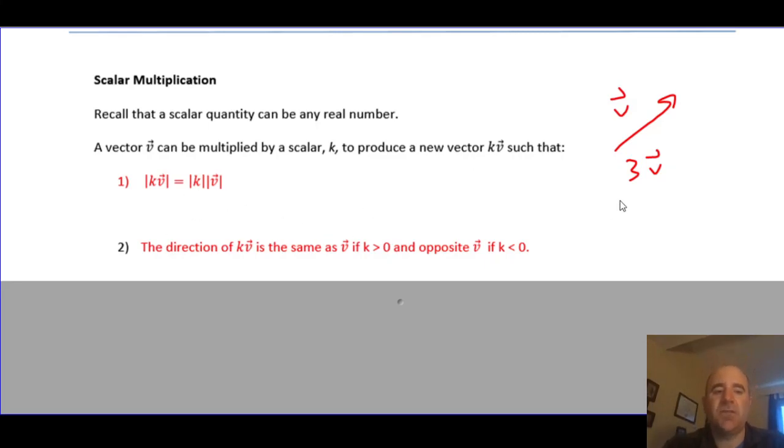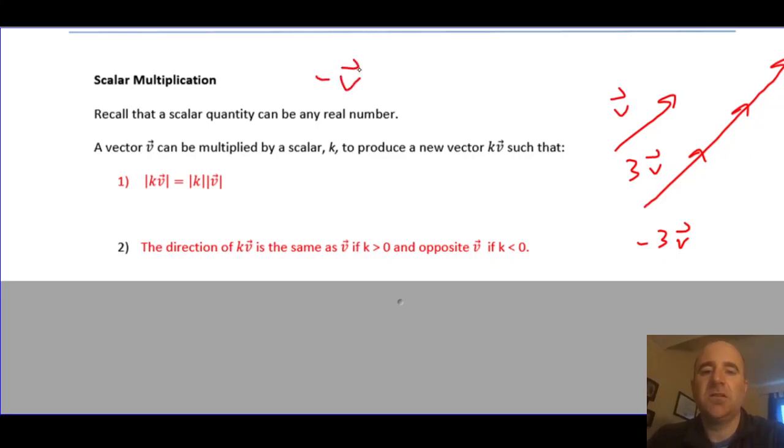As for the direction of 3v or kv, the direction of kv is the same as vector v, provided k is greater than 0, and opposite if k is less than 0. So if I were to look at this picture, here is vector v. Vector 3v would just be 3 times as long, and it would have the same direction. Negative 3v would be in the opposite direction, which we already know because negative v has the opposite direction. So it makes sense that that's what scalar multiplication does when you have a negative number.